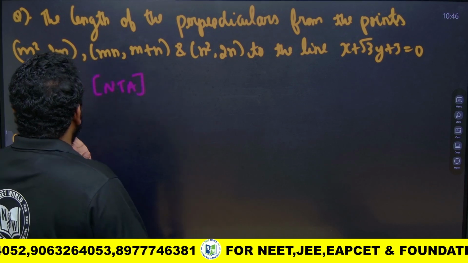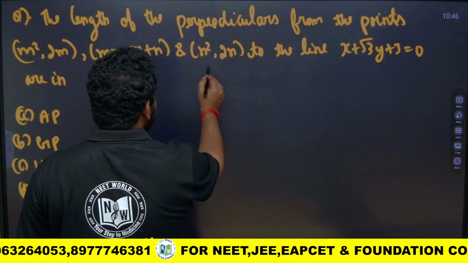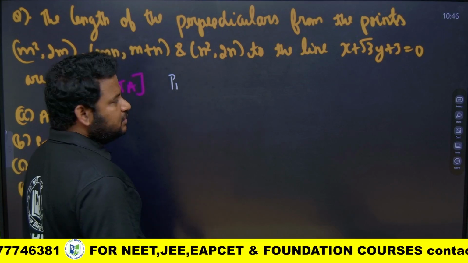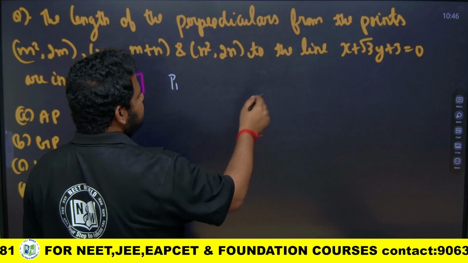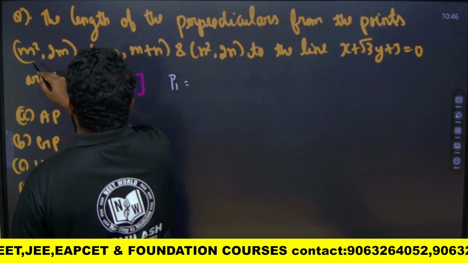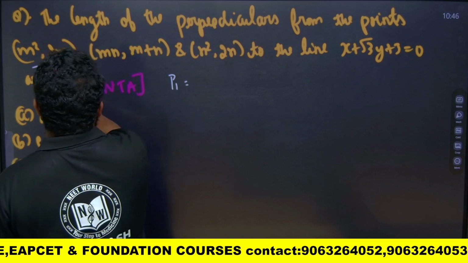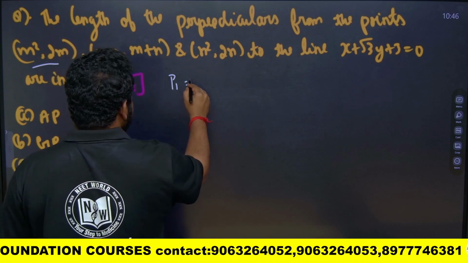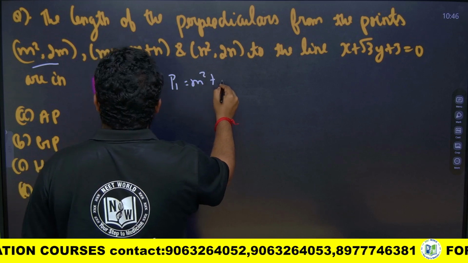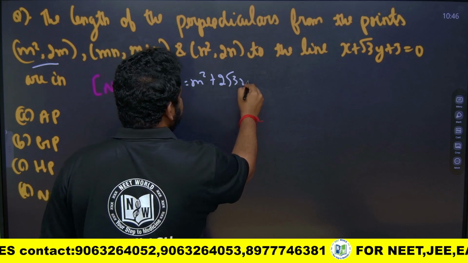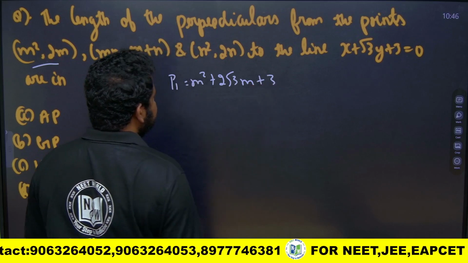So let the first length of the perpendicular be P1. The length of the perpendicular is given by AX1 plus BY1 plus C, that itself we will keep. So P1 is equal to, with the point (m square, 2m), x is nothing but m square. So this will become m square plus root 3 times 2m, that is 3 root 3 m, plus 3. This is the length of the perpendicular.